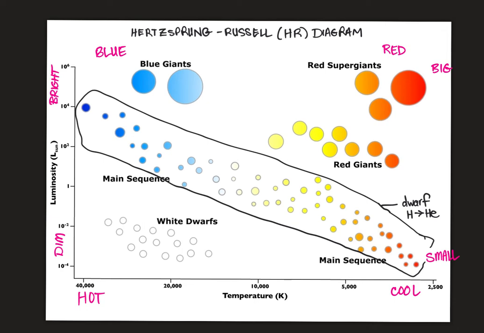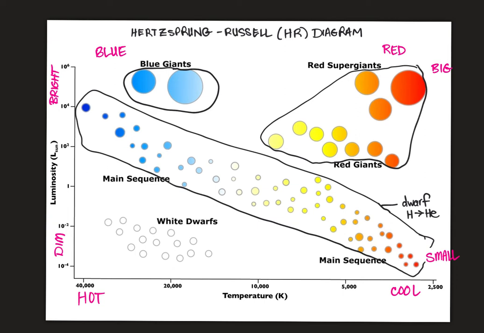Now, you also may notice some blue stars that are kind of up above that main sequence line. Those are going to be your blue giants. Those are very hot, very big stars. You're also going to notice that you have this area over here where, up above the main sequence, you've got red stars. These are going to be your red giants and your red supergiants.